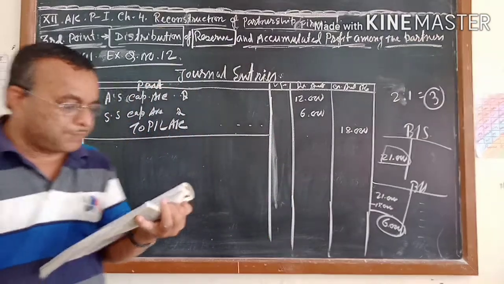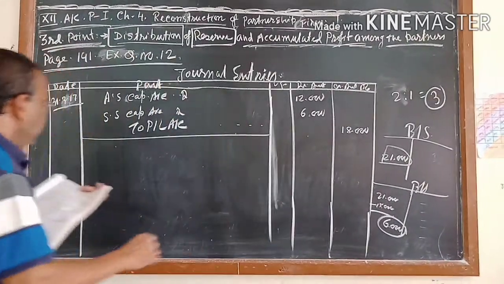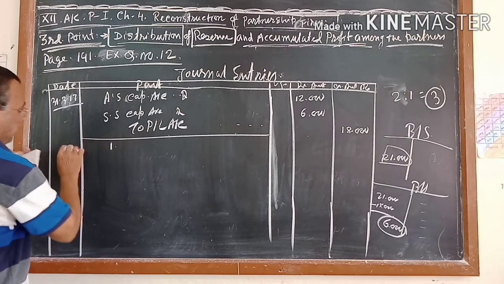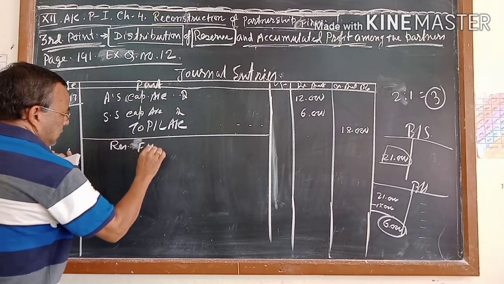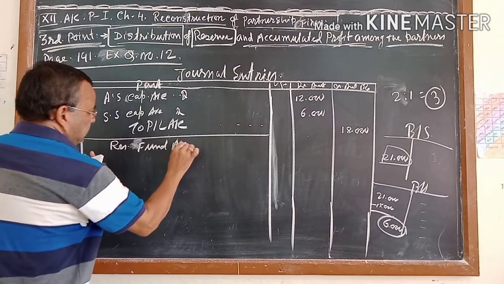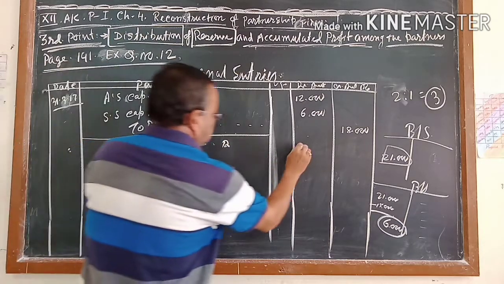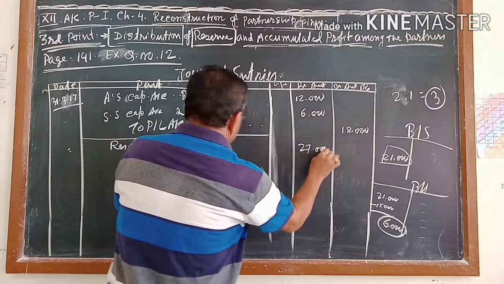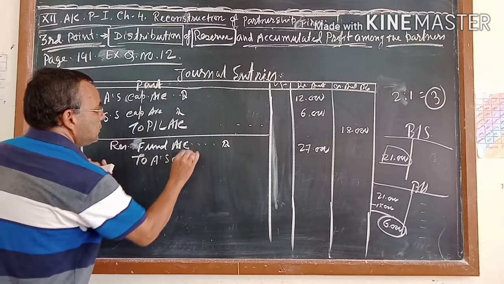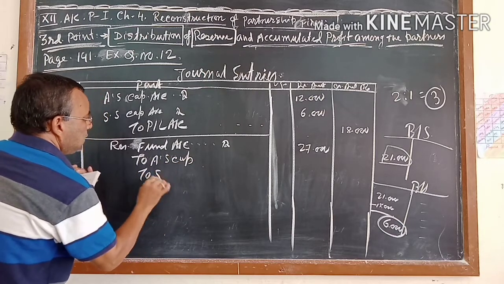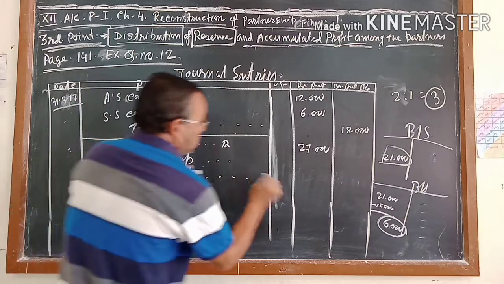The second one, reserve fund, 27,000. Reserve fund is your credit balance. You have to make it a debit. So, reserve fund account debit, how much? 27,000. And we have to make it a credit to whom? A's capital and S's capital.